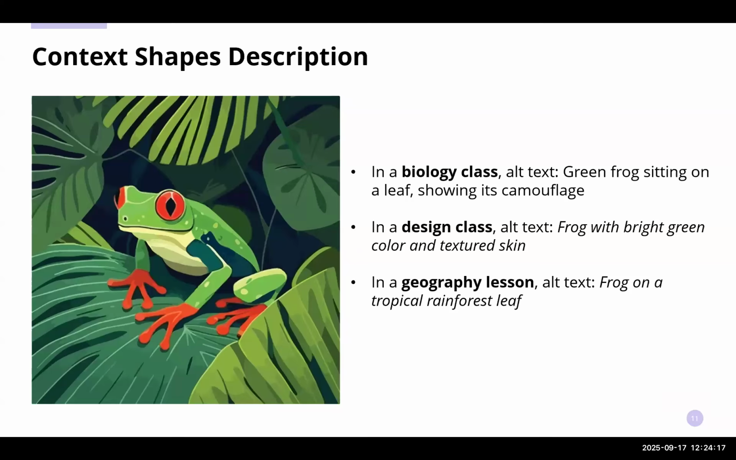So what do we understand here? Alt text is not just about describing what is visible, but it's about supporting the learning that you want to convey. You're not just telling students what they see, you're guiding them towards what they need to understand. Next slide, please.